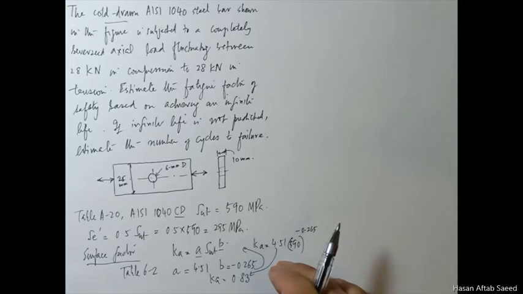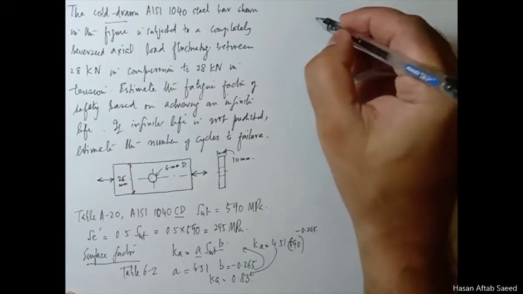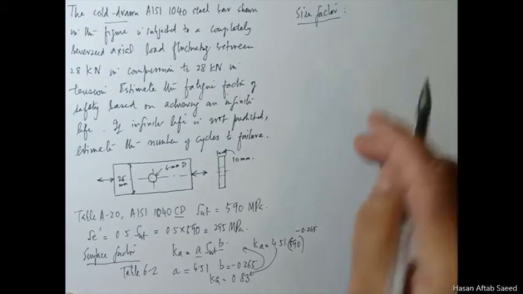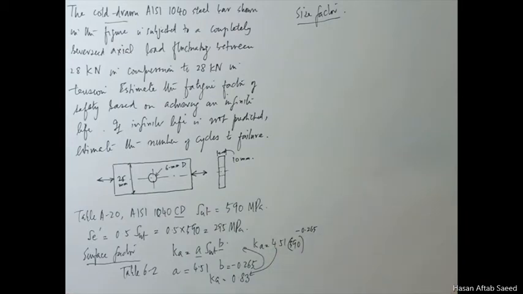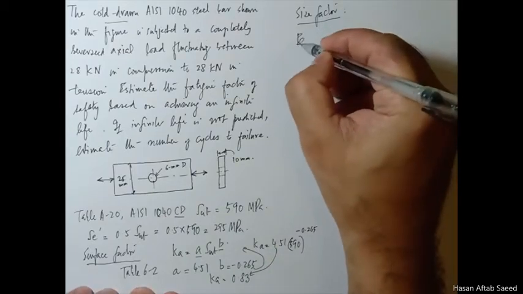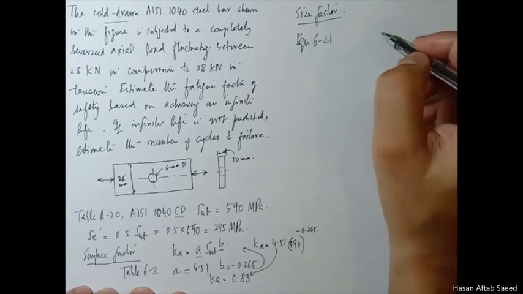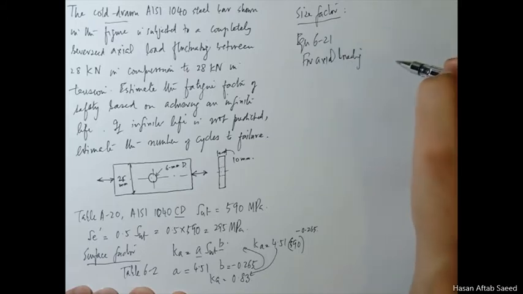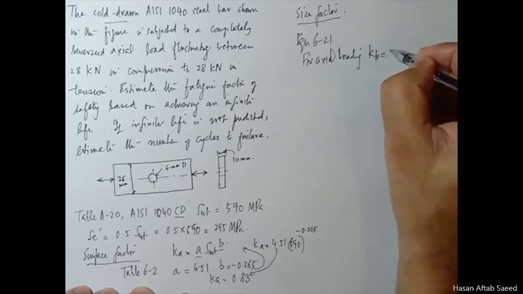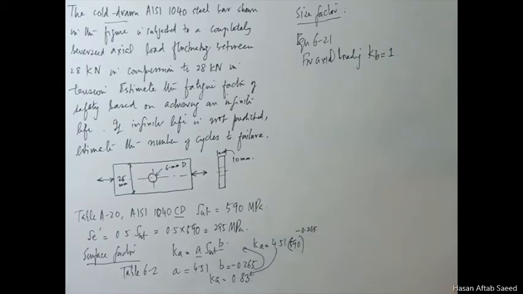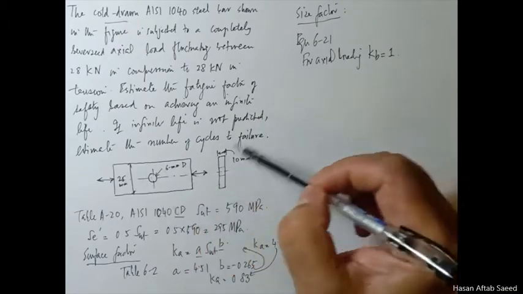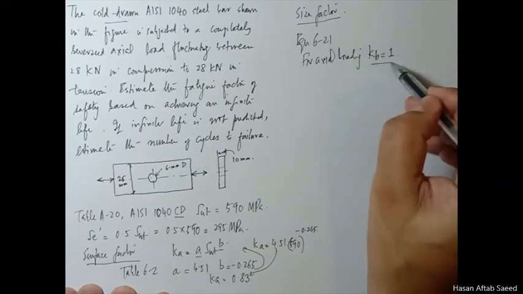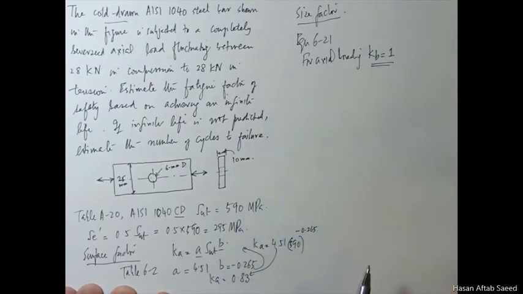Now we next move to the size factor. Obviously this is not a case of bending, this is a case of axial loading. If you view your equation 6-21, then you will see that for axial loading we don't use a size factor. Actually, we take Kb equal to 1, and we take the effect of axial loading in the loading factor. So for axial loading problems, simply take Kb equal to 1. There's no need to worry about the size here.